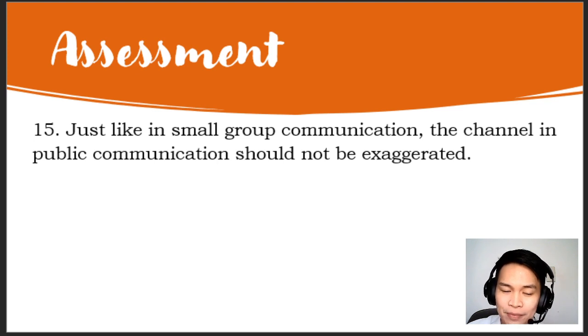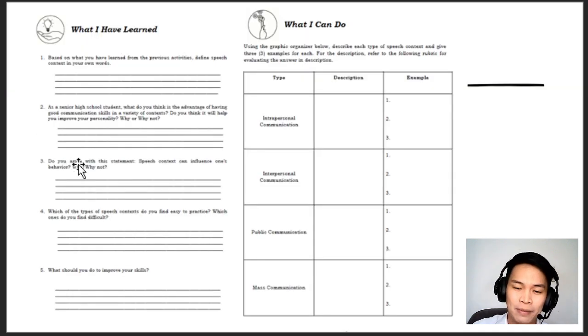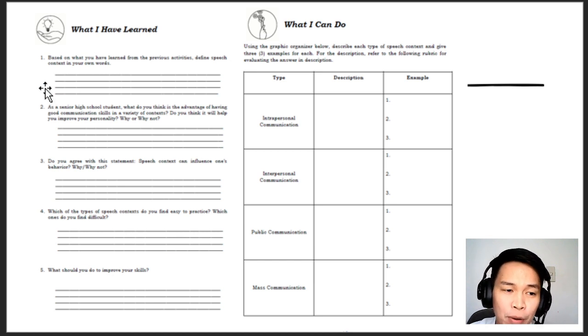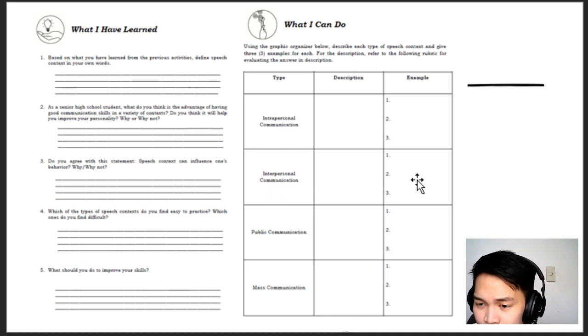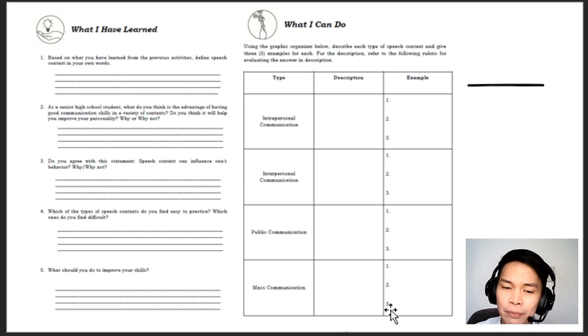In small group discussion, you can be relaxed and loose because you are just talking with a small group. Now you have to listen carefully, class, because I'm about to tell you the task that you will do. Do not answer everything for what I have learned. Only answer number 1 and number 4. For what I can do, you have to answer the 4. This is easy. You have to give a description and then give 3 examples. Be guided with the rubrics.